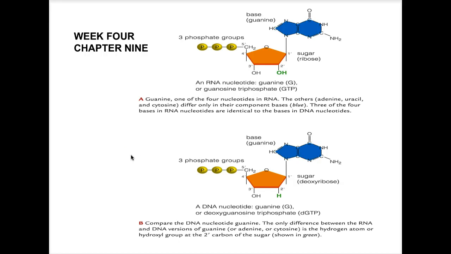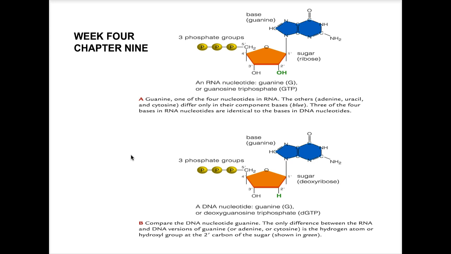Welcome to Week 4, Chapter 9. In this chapter, we're going to go through some similarities and differences between DNA and RNA. We'll be looking at the processes of transcription and translation, which is where we take the DNA information, transcribe it into RNA information, and then translate it into polypeptide information. Additionally, we'll actually go through and translate a messenger RNA transcript.